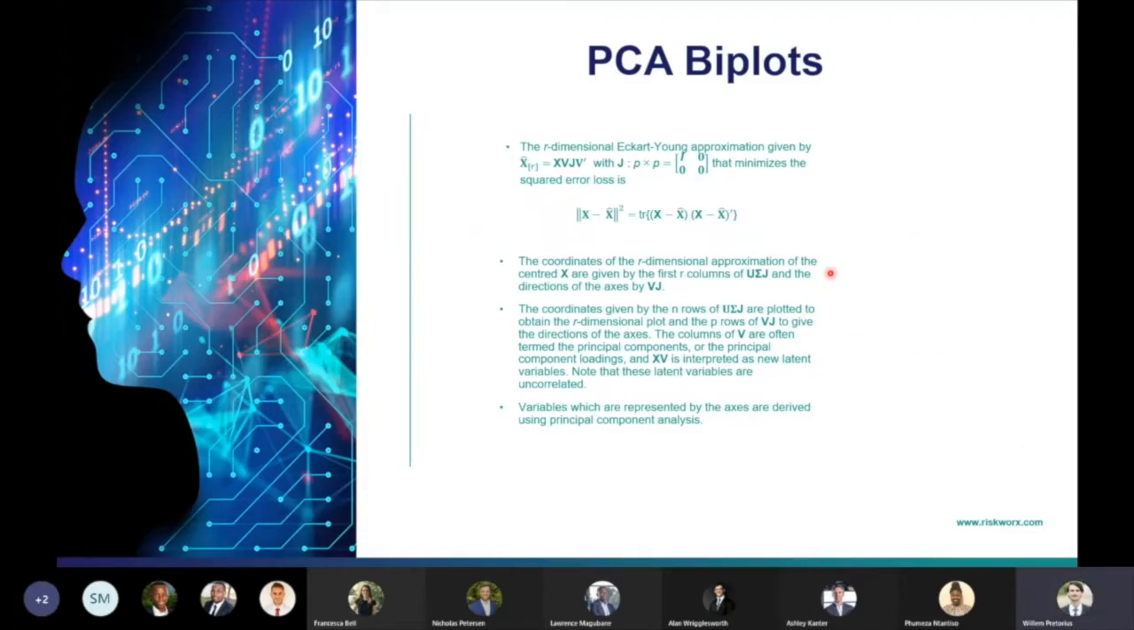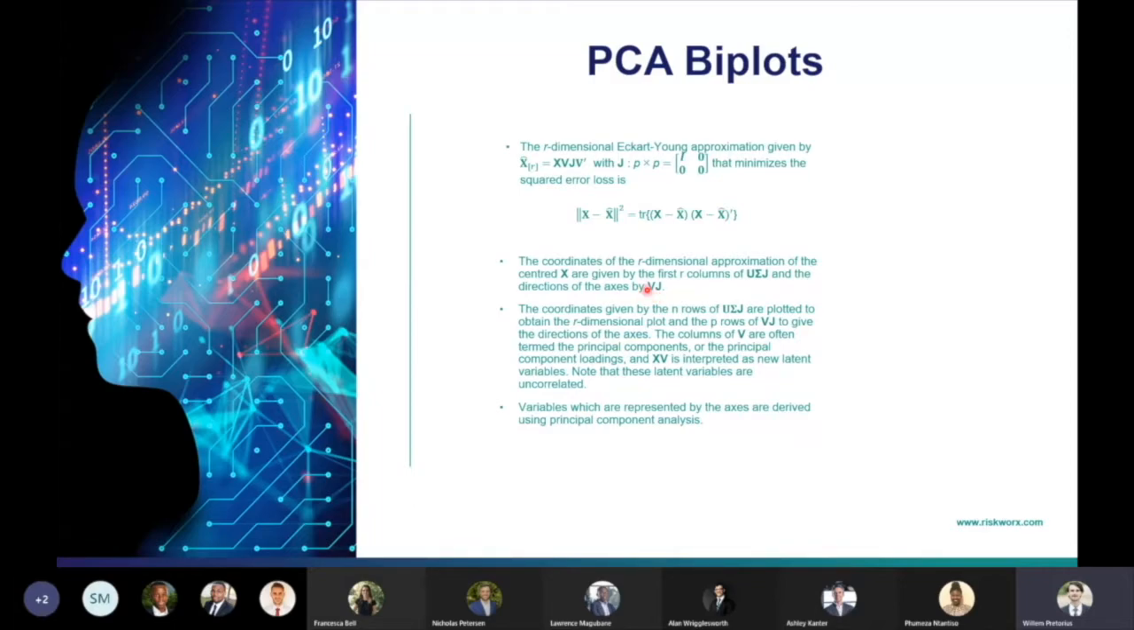So in general, you have the Eckart-Young theorem, which says that the r-dimensional Eckart-Young approximation is given by that equation there, with a matrix J, which is p by p, a matrix of ones in the first entries and zeros in the rest, which is minimized by this squared error loss. So the coordinates of the r-dimensional approximation of X are given by the first r columns of this matrix, and the direction of the axis is given by Vj.